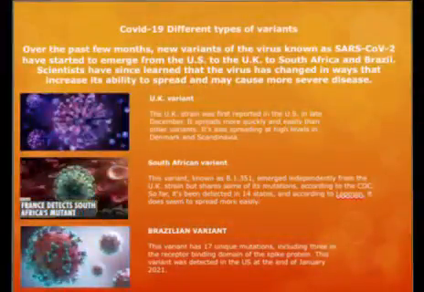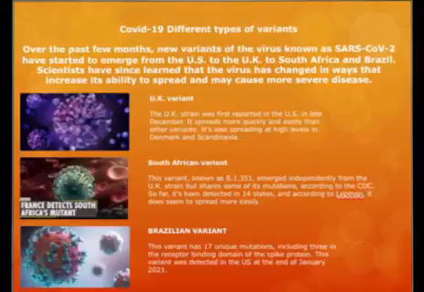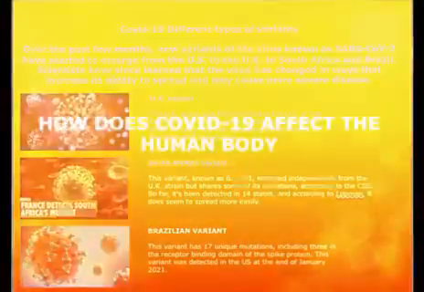COVID-19 different types of variants. Over the past few months, new variants of the virus known as SARS-CoV-2 have started to emerge from the US to UK to South Africa and Brazil. Scientists have since learned that the virus has changed in ways that increased its ability to spread and cause more severe disease. These are known as the UK variant, South Africa variant, and Brazilian variant.